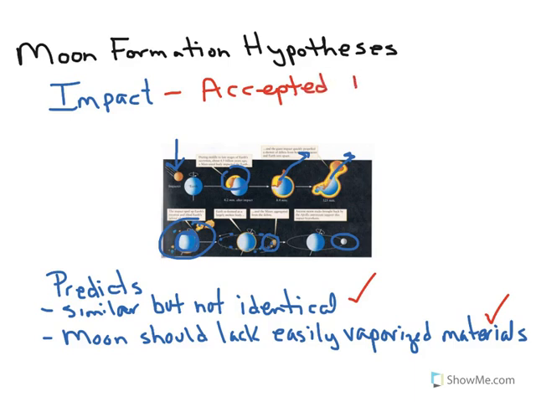And looking at other moons in our solar system, we also think that this is how Pluto's moons formed. So it's not just us, but also Pluto, that have moons as the result of an impact.